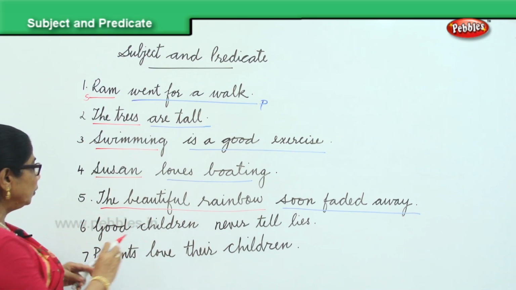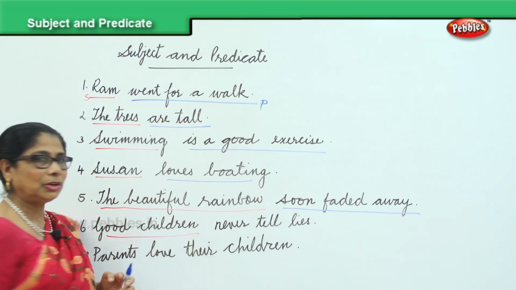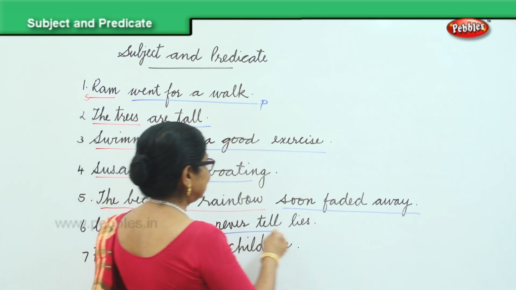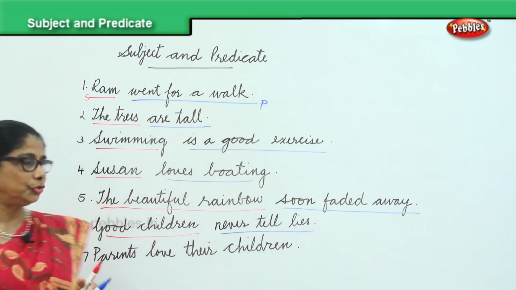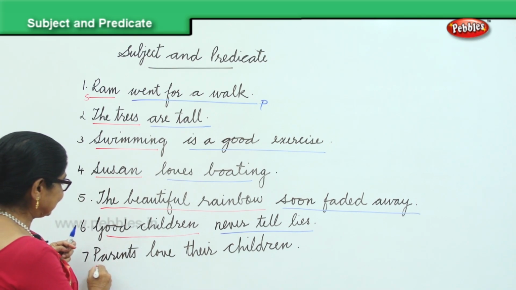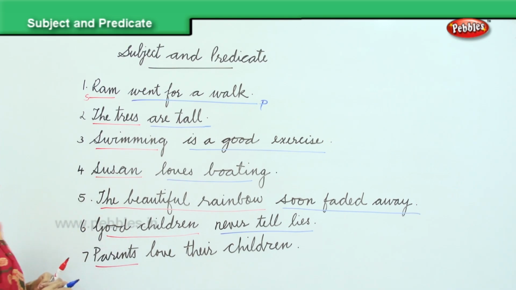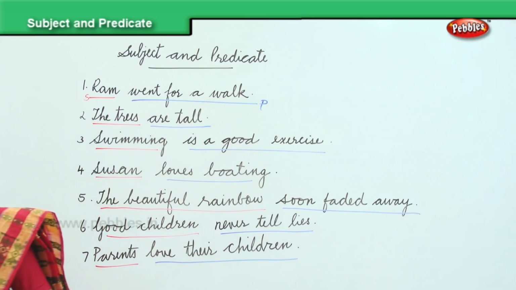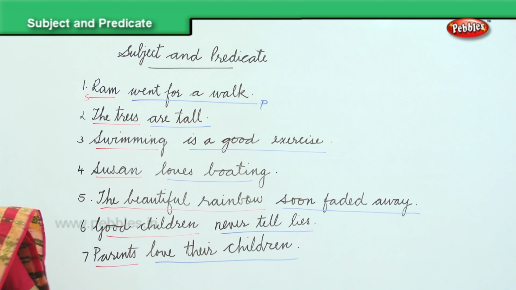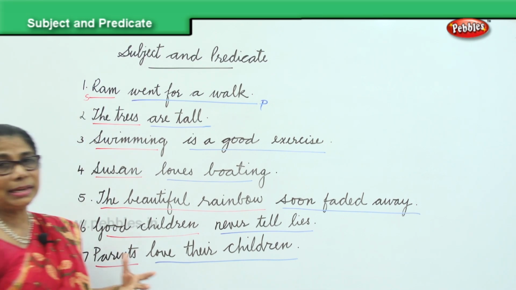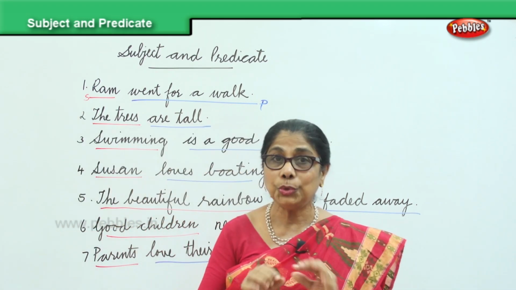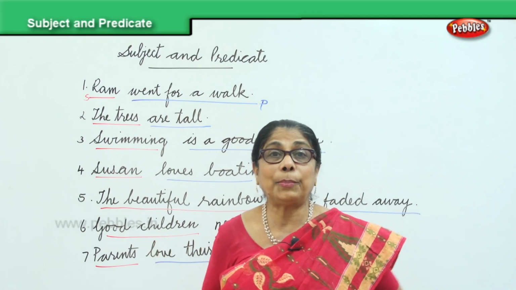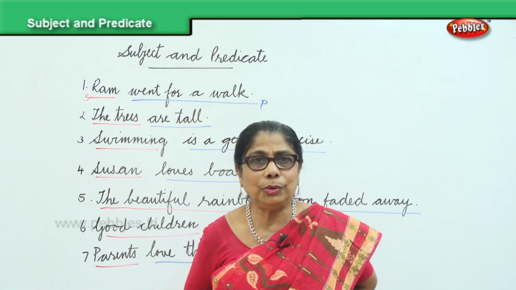And then you have good children. What's the subject? Good children. Never tell lies is the predicate. Then you have parents. What do the parents do? They love their children. Now just look at all these sentences. You have identified the subject and the predicate. So you underline the subject with red, underline the predicate with the blue color. Do it in your book.